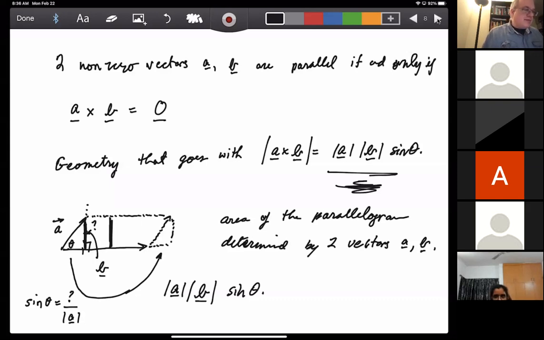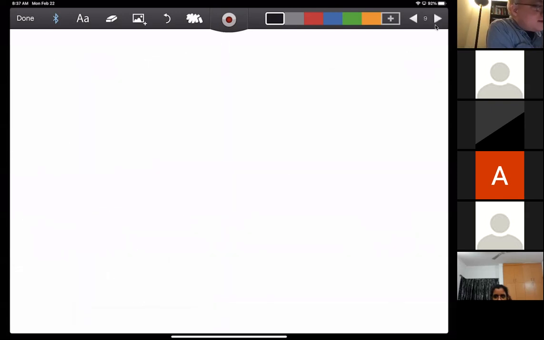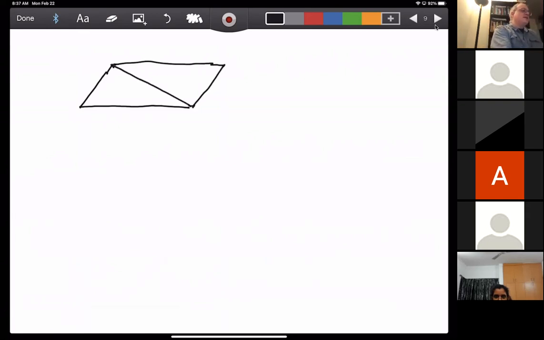All right, so there's something that's pretty closely related to this parallelogram area idea. So if we have a parallelogram, let me forget about vectors here for a second. If we've got a parallelogram and we cut that into two pieces using a diagonal, these two areas are the same.